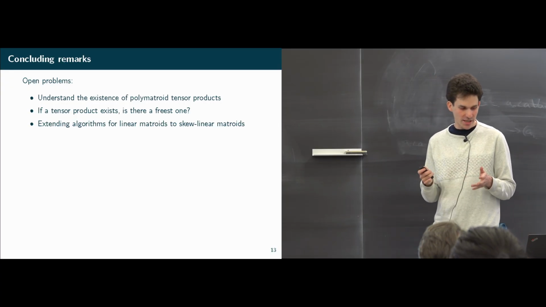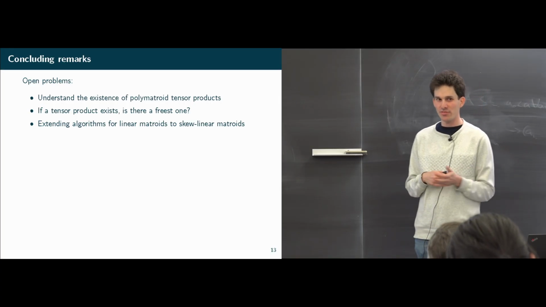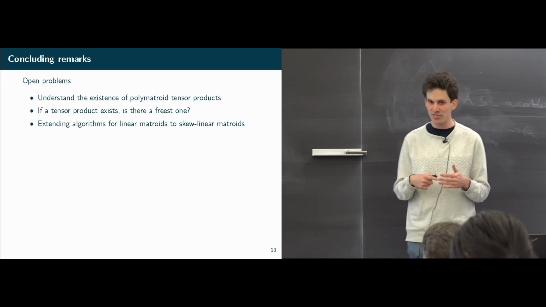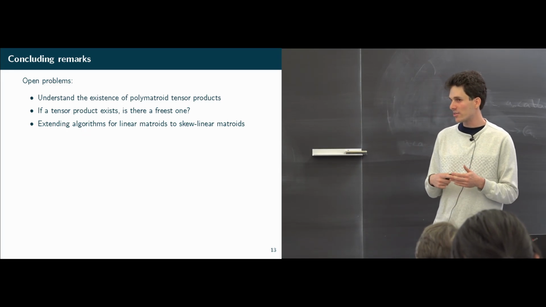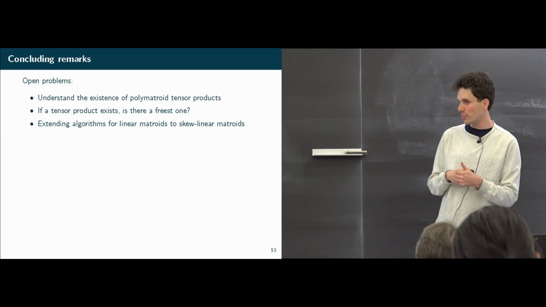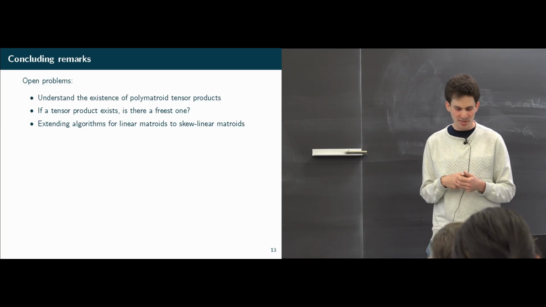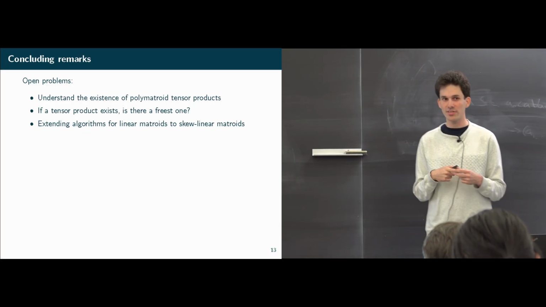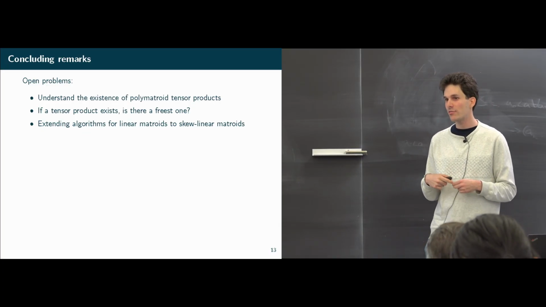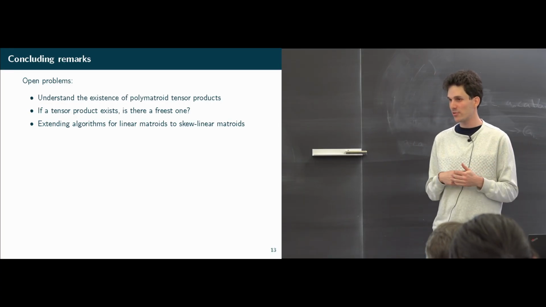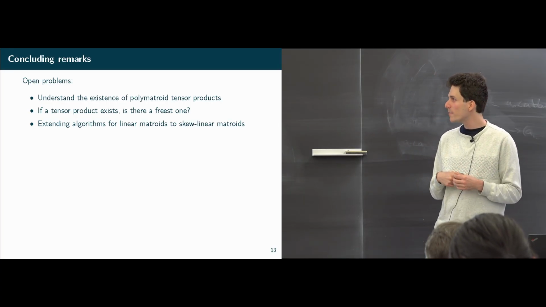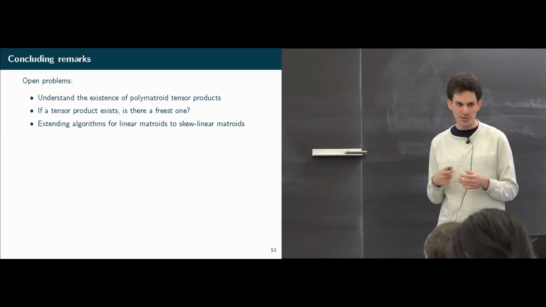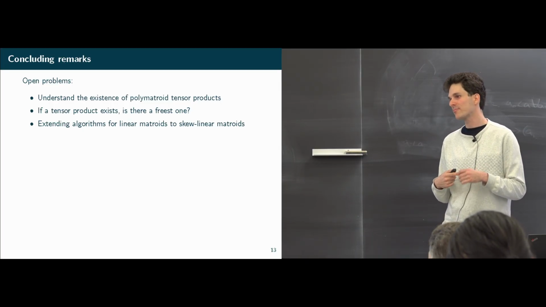And the third research direction is that previously people mostly looked at linear matroids over fields, but in this talk we have seen that for some purposes it's better to consider skew linear matroids, so matroids representable over skew fields. And for many algorithms, it's open whether they extend to skew linear matroids. For example, the matroid matching problem is known to be solvable for linear matroids and hard for general matroids, but for this middle ground where we have skew representability, it's open.